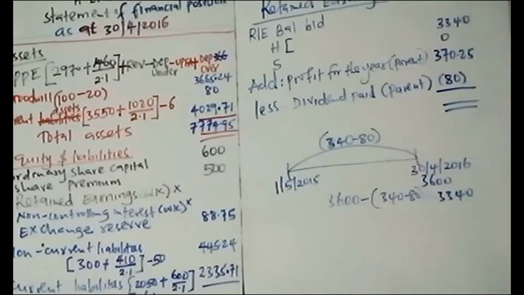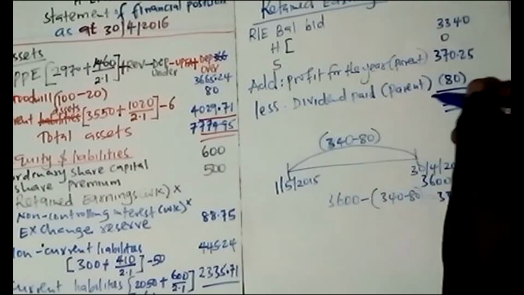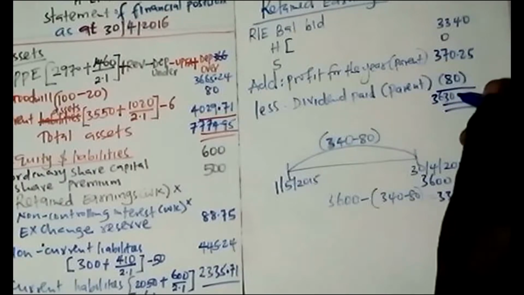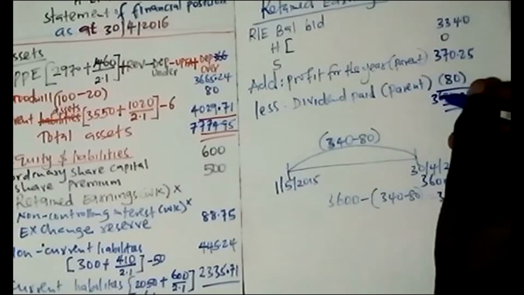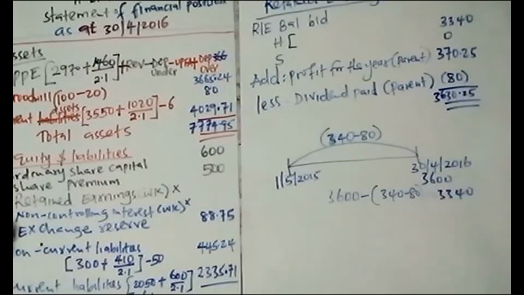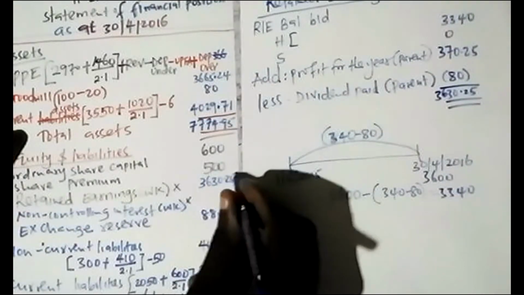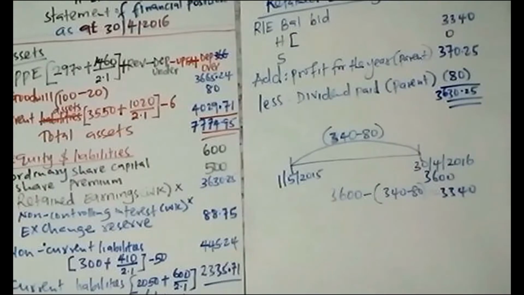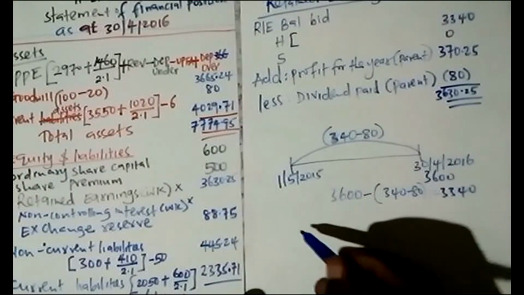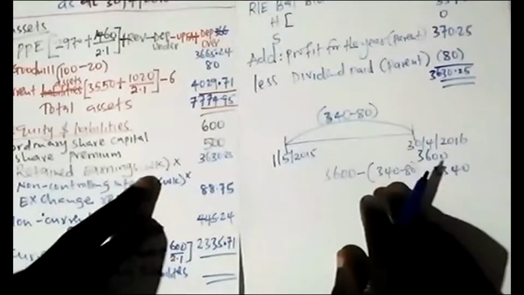For that to be there, it could have been acquired the previous year, and we can say that last year it retained something brought down. So the 340, you add 370.25 minus 80. So I'm getting 3630.25. That is what I'm going to record here. Then finally, we can do the last working for this question.